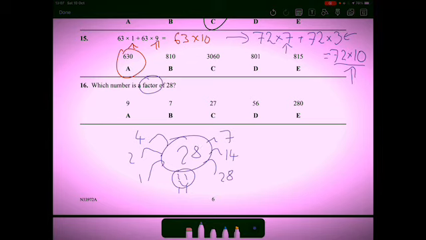Useful for all sorts of factors and prime number questions and things like that. Common factor questions, so I can see that the number that's a factor is there. B equals 7.